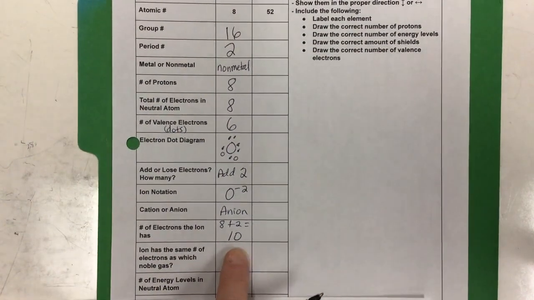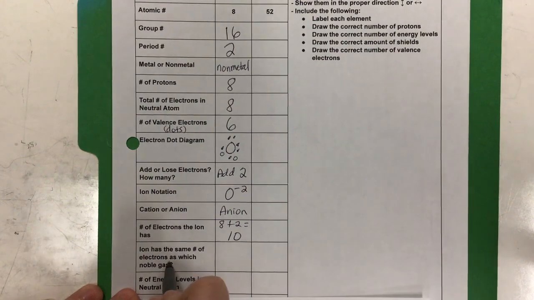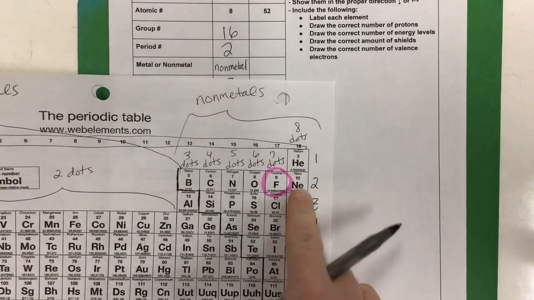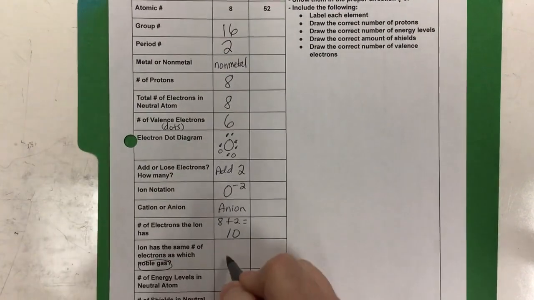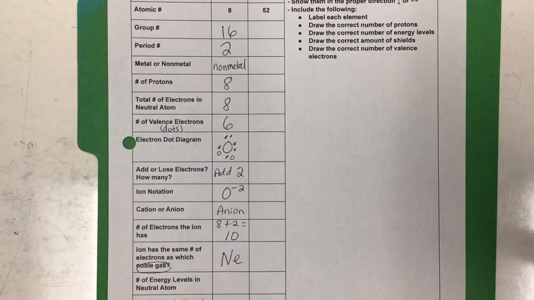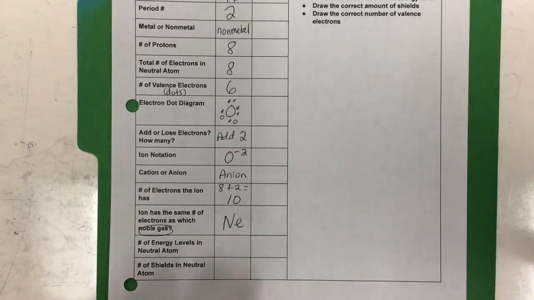Now we said if this is correct, it should match one of our noble gases. So if I look at my noble gas column, number 10 is neon. So it should match one of the elements that's in the noble gas column here. So that matches neon, and then I know I've done that problem right.